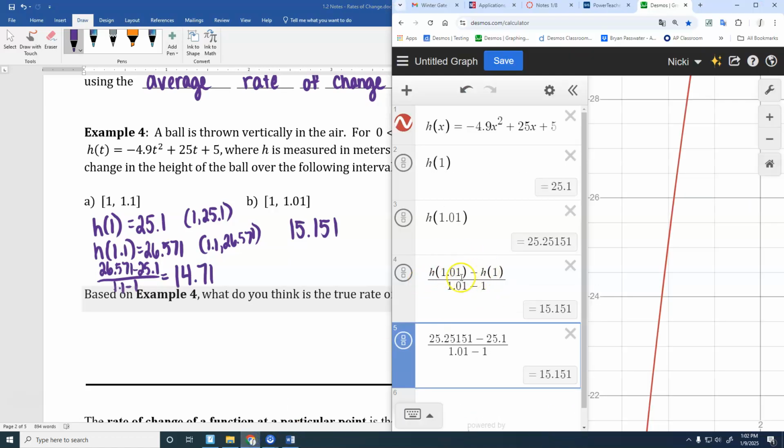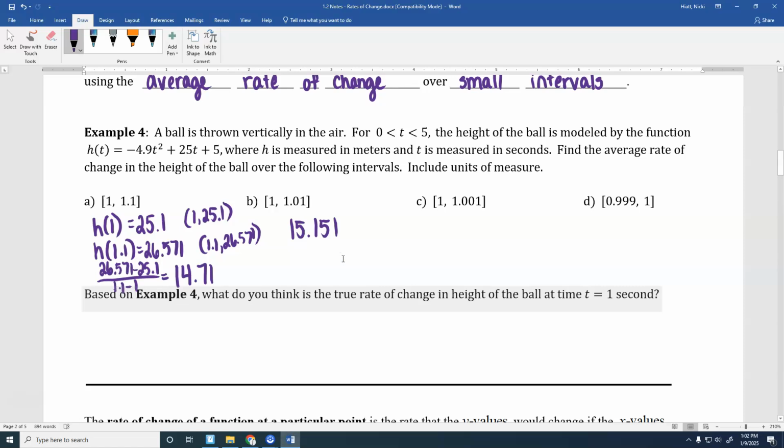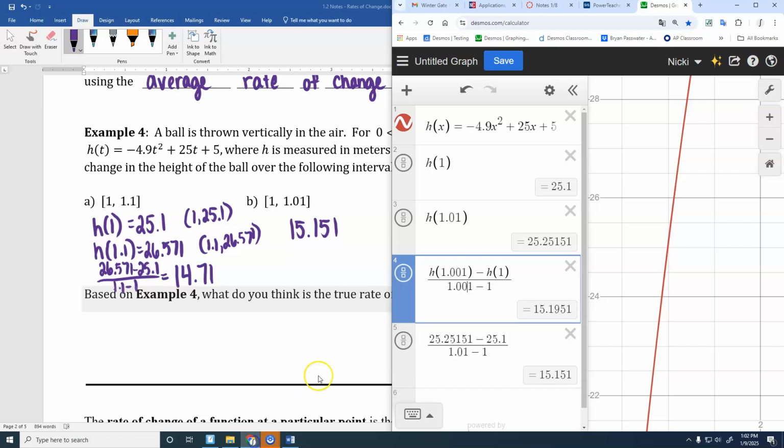So the reason I like this right here is the next one asks me about 1.001. So if I want to change that here, I could just put that extra 0 right there, and it'll change my answer for me. Like, it makes it quick to do that, right? So this next one is going to be 15.195. So 15. Okay, it didn't ask me to do this, but I'm going to. If I want to get closer and closer and closer, I could just keep adding more zeros in there, right?